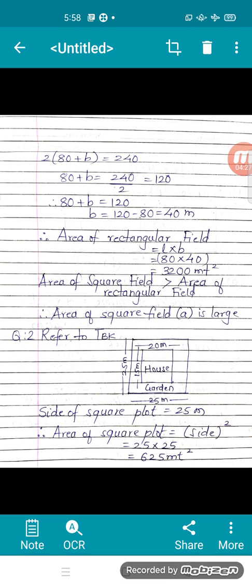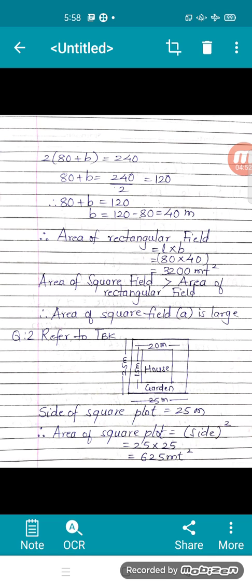So breadth will be 40. Breadth of rectangular field will be 40 meter. Area of rectangular field will be length into breadth. 80 into 40 is 3200 meters square. So area of square field is more than area of rectangular field. Thus area of square field A is larger. Is it clear?